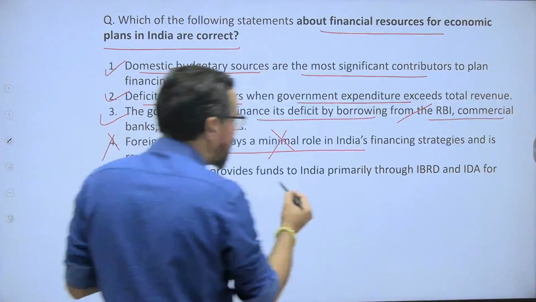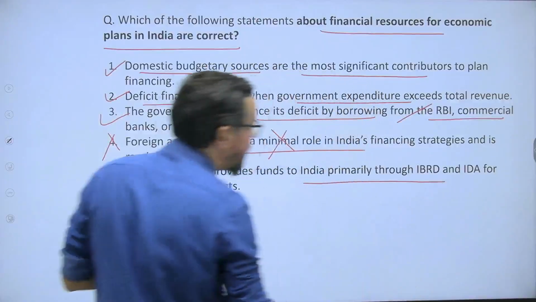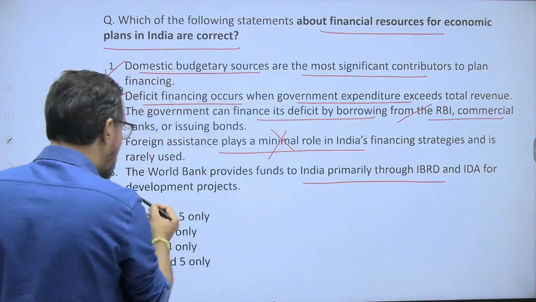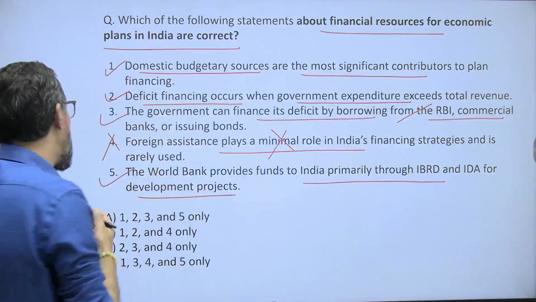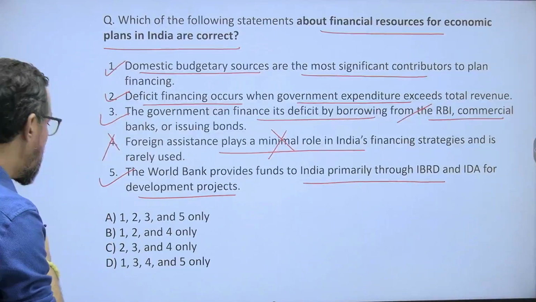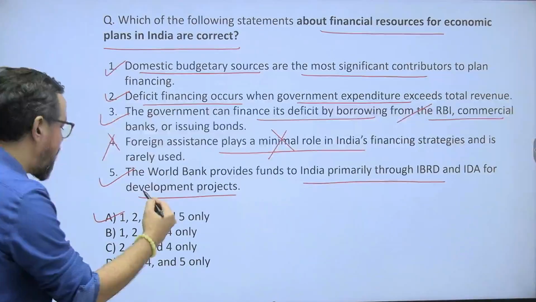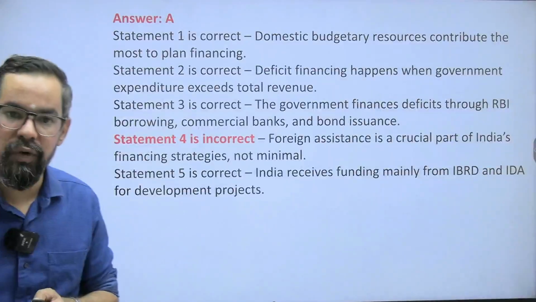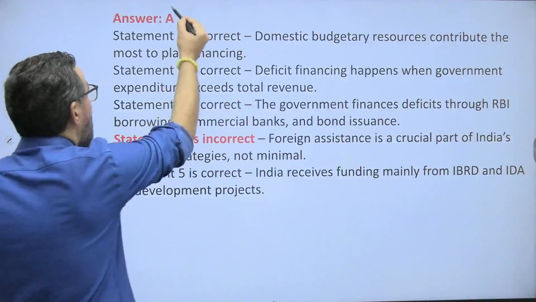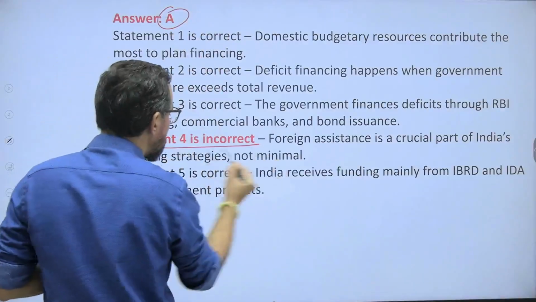World Bank provides funds to India primarily through IBRD and IDA for development projects too. So 1, 2, 3, 5: option A should be the right answer for this particular one. So option A for 2 marks.